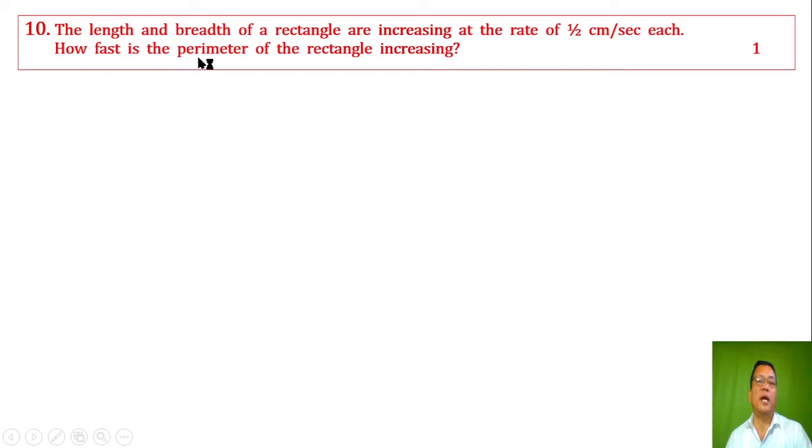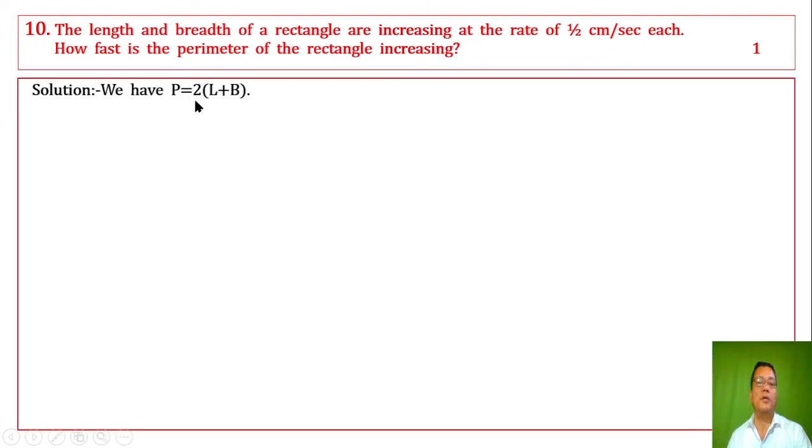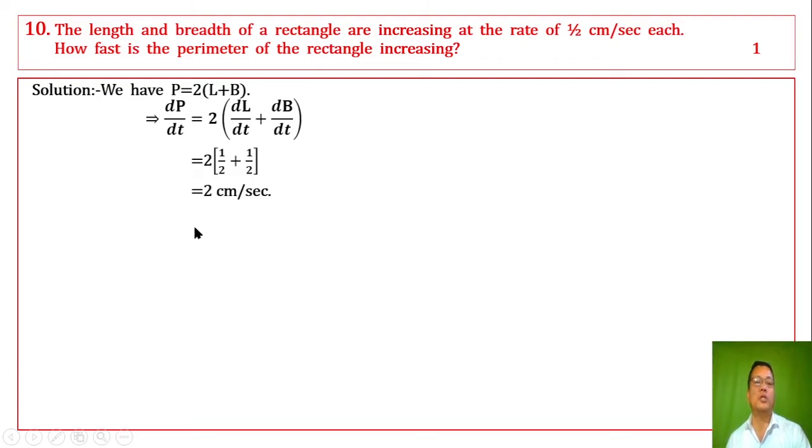Question number 10. The length and breadth of a rectangle are increasing at the rate of half centimeter per second. How fast is the perimeter of the rectangle increasing? We have P equal to 2 times L plus B. Therefore, dP by dt equal to 2 times dL by dt plus dB by dt. The value of dL by dt is half, and dB by dt is also half. We get 2 centimeter per second. Thus, the perimeter of the rectangle is increasing at the rate of 2 centimeter per second.